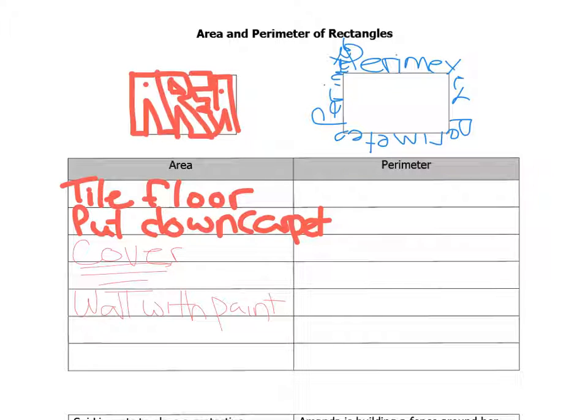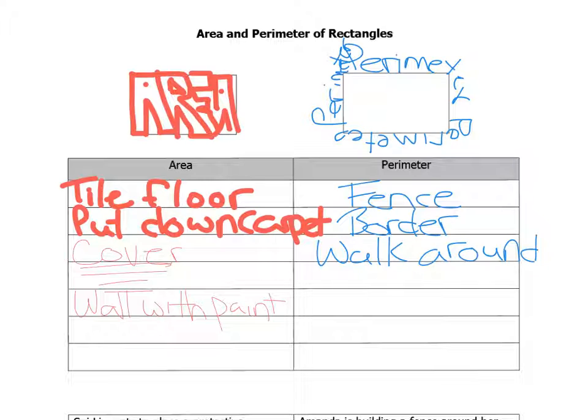Perimeter would be things like putting up a fence. If you were going to put a fence around your garden or your yard or your pool, you would need to find the perimeter. If you were going to put a border up, maybe make a border for a picture frame, or putting a border up around a classroom or one of our bulletin boards, that would be considered perimeter. If I was going to walk around the lake, that would be perimeter. Perimeter has to do with distance. It's the distance around something.